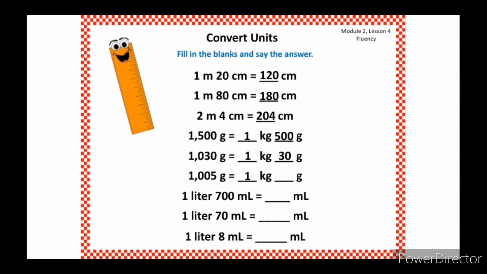All right, and what is left there is just what? Did you say 5 or 500? If you said 5, that's great. It's 5 grams. Okay, 1 liter, 700 milliliters to milliliters. Change the 1 liter to milliliters. That will give us 1,000 milliliters plus 700, and we have 1,700 milliliters.